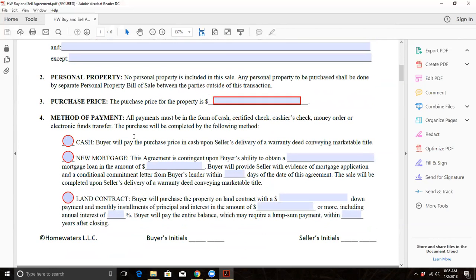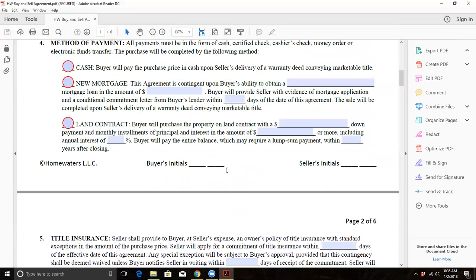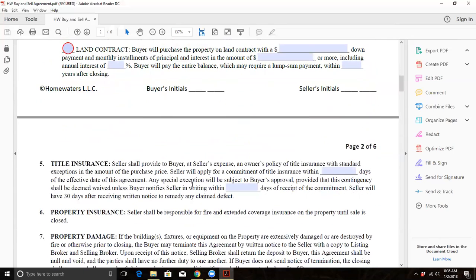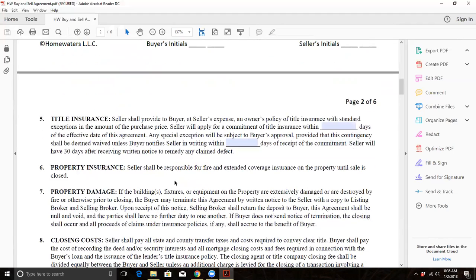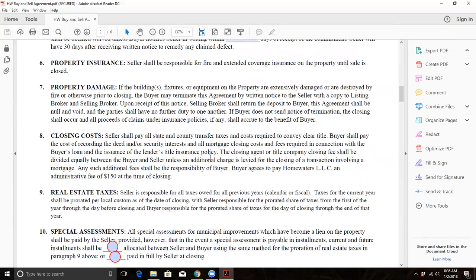Purchase price, method of payment is very similar to whatever contracts you've used. I don't think there's any major changes there. Same thing with title insurance, pretty standard. Property insurance, property damage, these are all very standard from the original transaction. Closing costs, this is a little different than some of the contracts you might use.